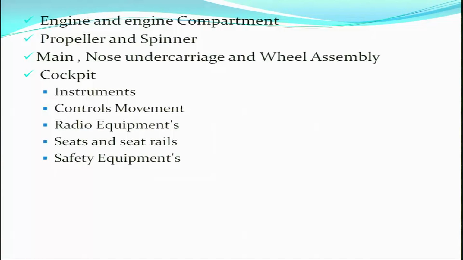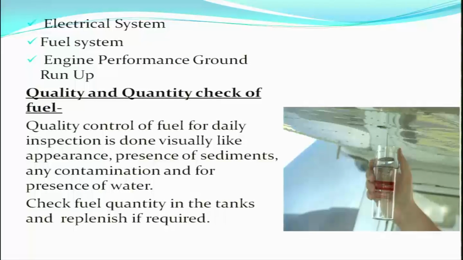In the cockpit, we check the instruments, the movement of controls, the radio equipments, seats and seat rails. Seat rails are the rails on which the seats move, and the safety equipment. So, all these things are checked during the daily inspection. All of them are the visual checks. Further, electrical system, fuel system is checked. After doing all the visual inspections, we carry out an engine ground run up to check the performance of the engine.